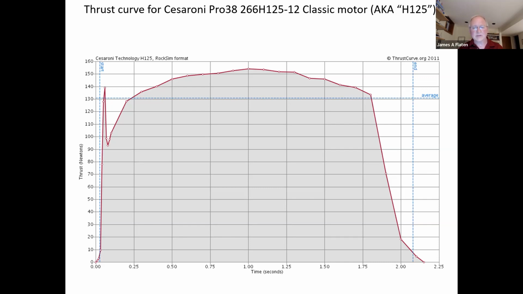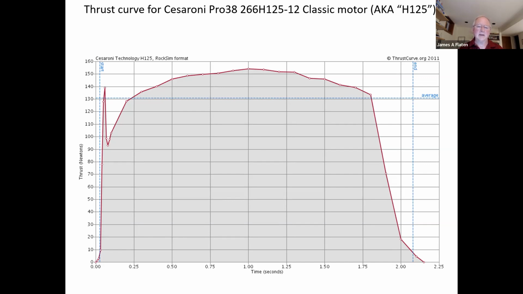And although the thrust goes up and down within the start to end time, you could imagine having an average. So the average thrust, with the dotted horizontal line, is just above 130 newtons. In actuality, considering this is an H125 motor, it probably should have been more like 125 newtons. So there might be a slight error in this diagram.